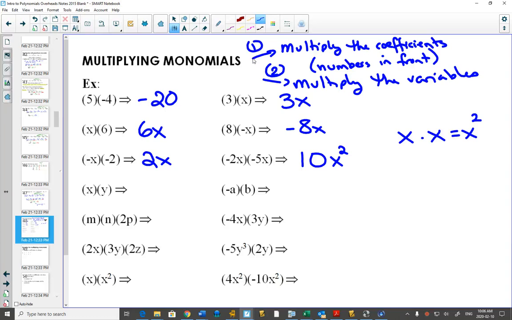What are the numbers in front here? Well, x and y are the variables. What are the coefficients? 1 and 1. So 1 times 1 would still be 1. And multiply your variables, this will just be xy. Numbers in front. A -1 times a +1 will be negative. You can write -1 if you want, but you don't have to write the 1. And then the variables, a times b, will just be ab.